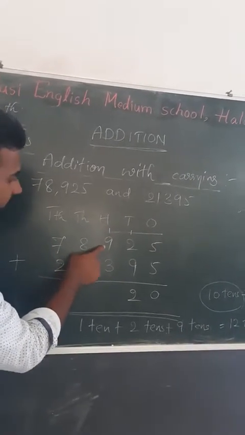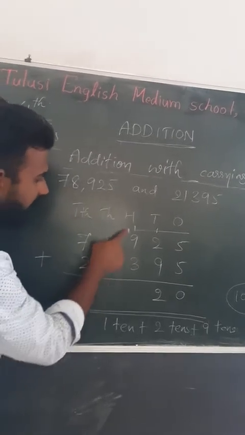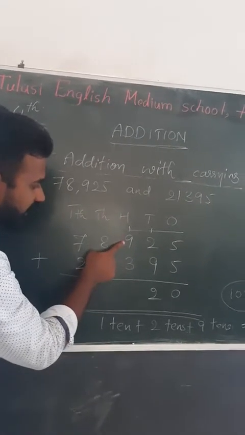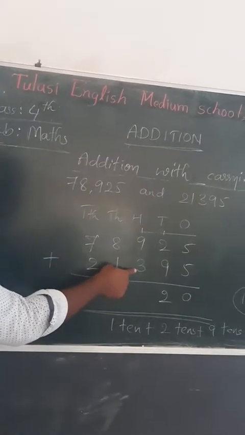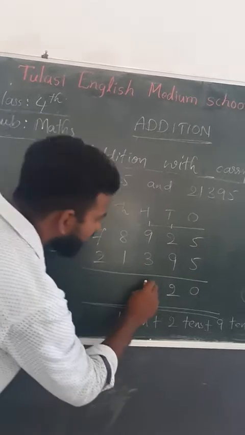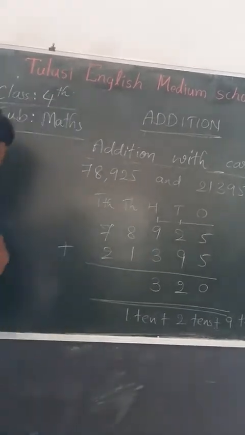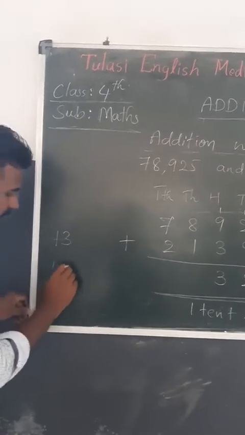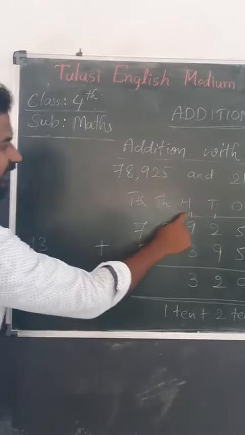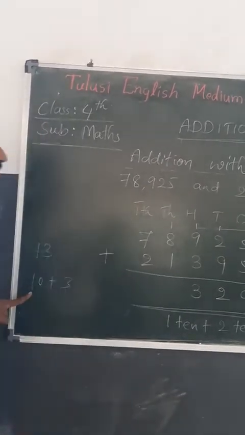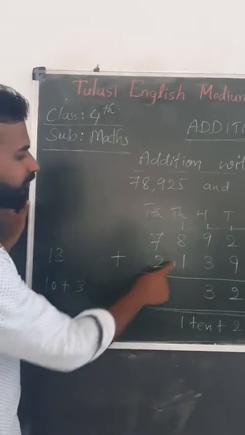Here again 100 plus 900 plus 300. 1 plus 9, 10. 10 plus 3, 13. 13 hundreds. So only 3 hundreds I am writing here. In 13, 10 plus 3, 3 I am writing here. The 10 hundreds I am taking as 1000.